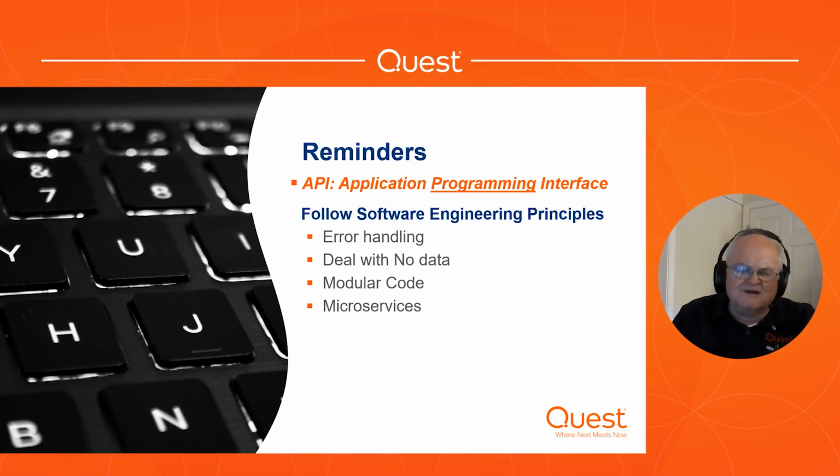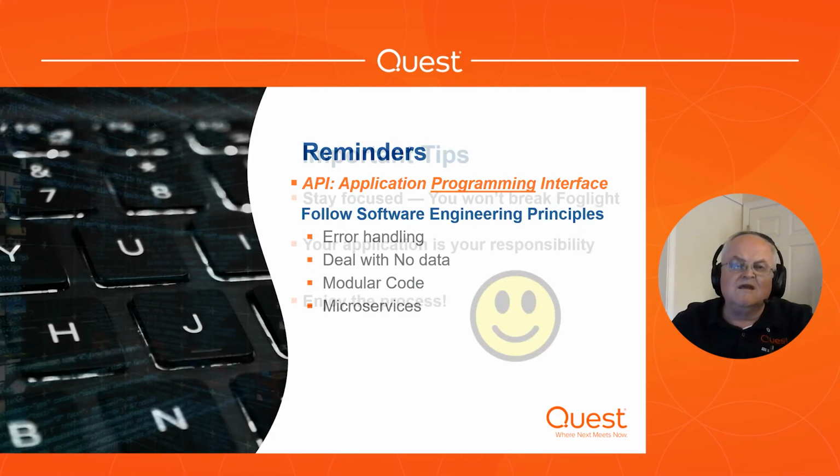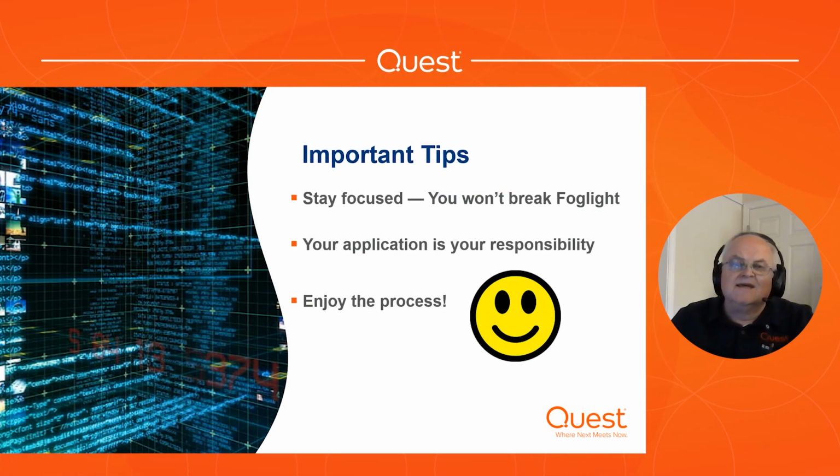Make your code modular. The REST API lends itself very nicely to microservices, so you can have a microservice to do this. I have what are effectively microservices to do my alerting and alarming for everything I'm doing. So use that, and stay focused on what you're doing. You're not going to break Foglight with this. You may corrupt some individual pieces of data, but you can always go fix those and look at those with a data browser. But you're not going to cause Foglight to stop monitoring other things. You might stop monitoring whatever particular code thing you're working on.